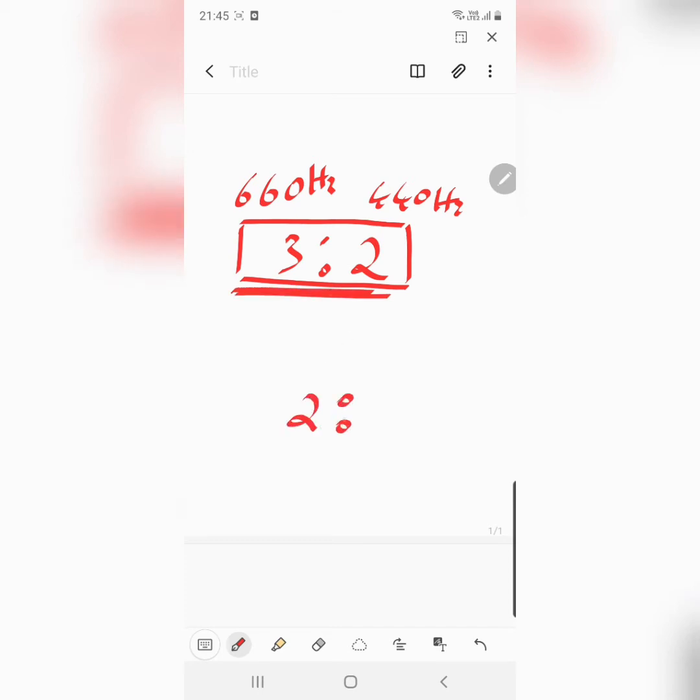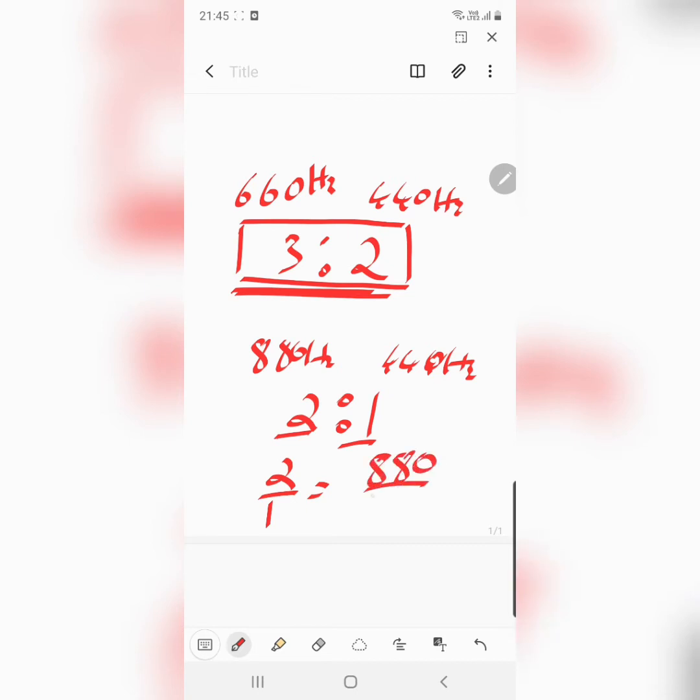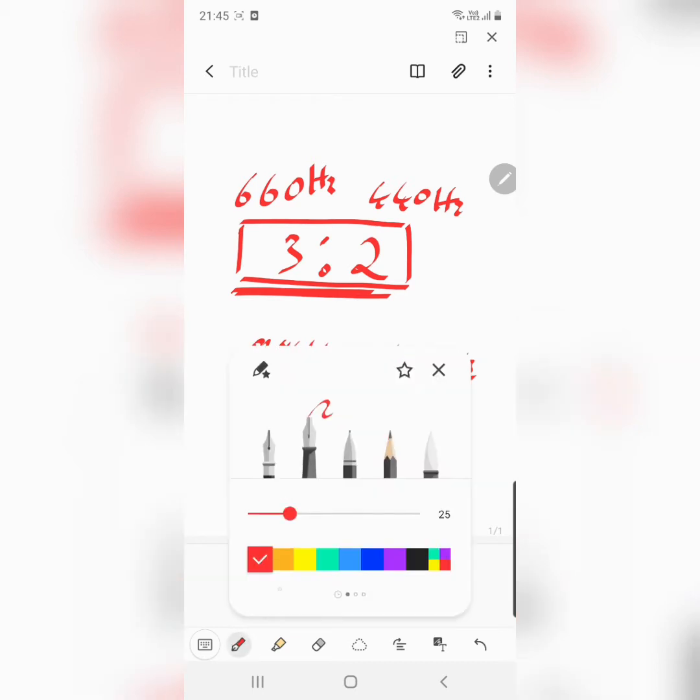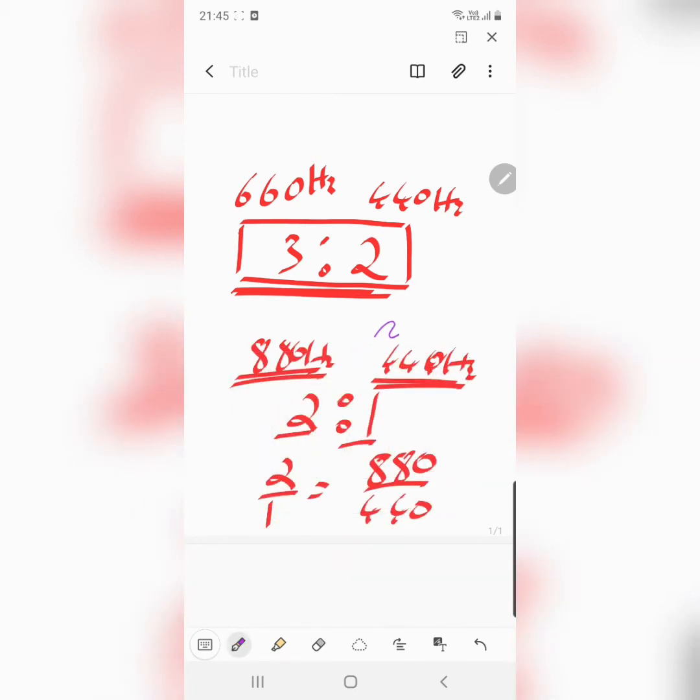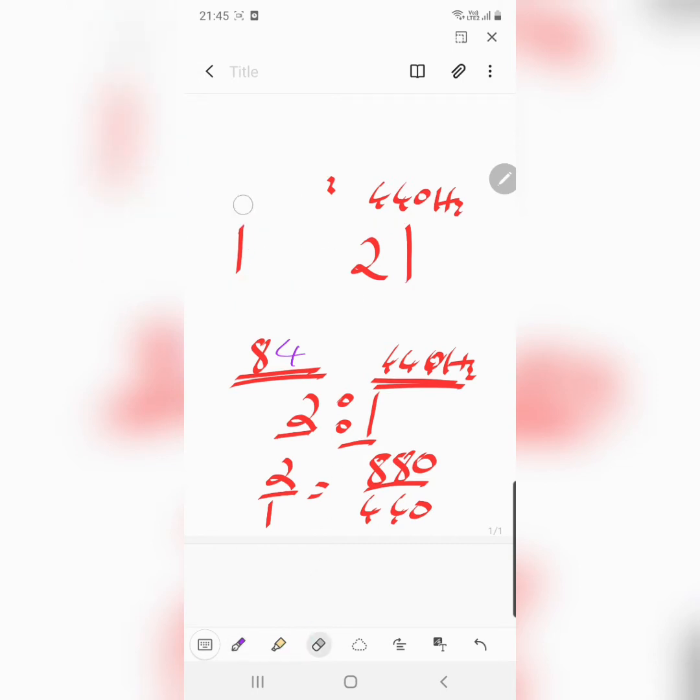Yeah, an octave is frequencies in the ratio 2:1, so you have like 880 hertz. This would be 440 hertz, where the ratio 2:1 is equal to 880 by 440. In this case, 880 by 440, not necessarily 880 and 440. Yeah, let's just say 84. Let's say 84. Yeah, 84 would make this 42.